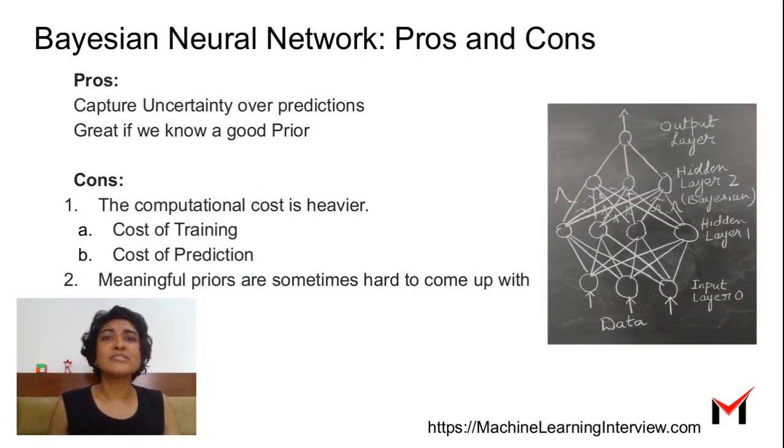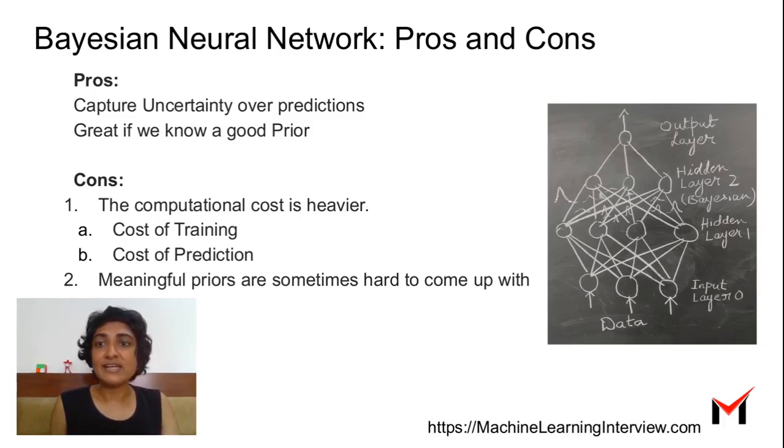Now, what are the pros and cons of using a Bayesian neural network? Is it worth using one? The pros are that it enables us to capture uncertainty over predictions. We have already seen that. We can know when our model is confident and when it is not, because we get a distribution over the predictions from which we can see how the variance is.